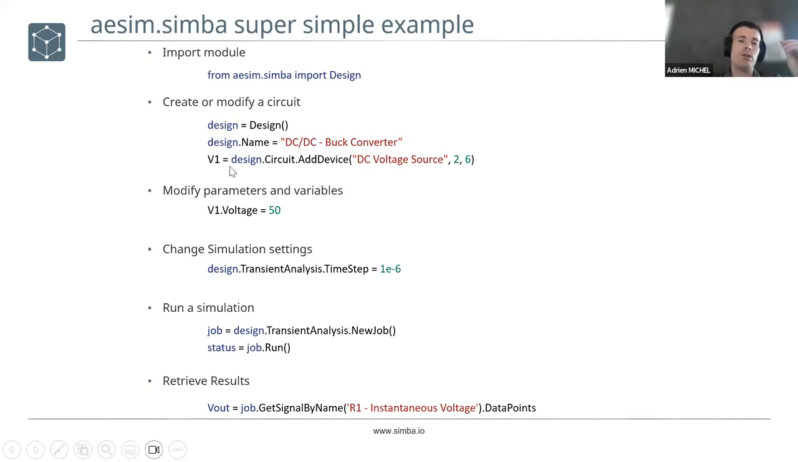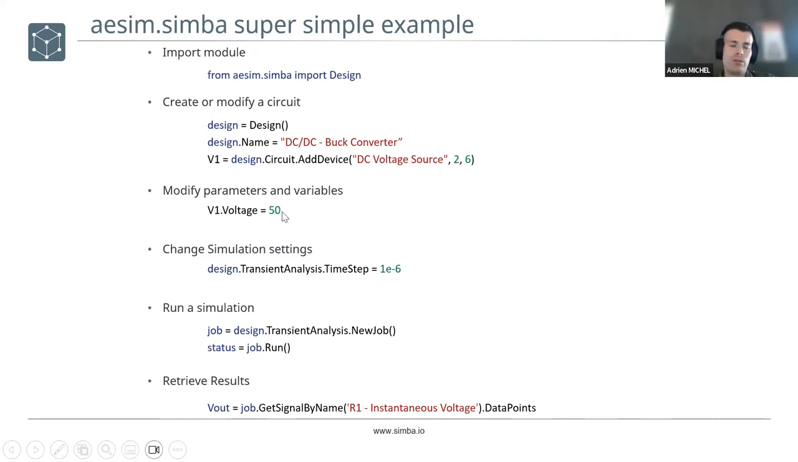So we are going to add the voltage V1, which is called DC voltage source, and which has the location X and Y. This is a geographical location, 2 and 6, 2 for X and Y is 6. And then the component will be placed at this location 2, 6. And maybe a resistor load at, I don't know, 8, 10, and so on.